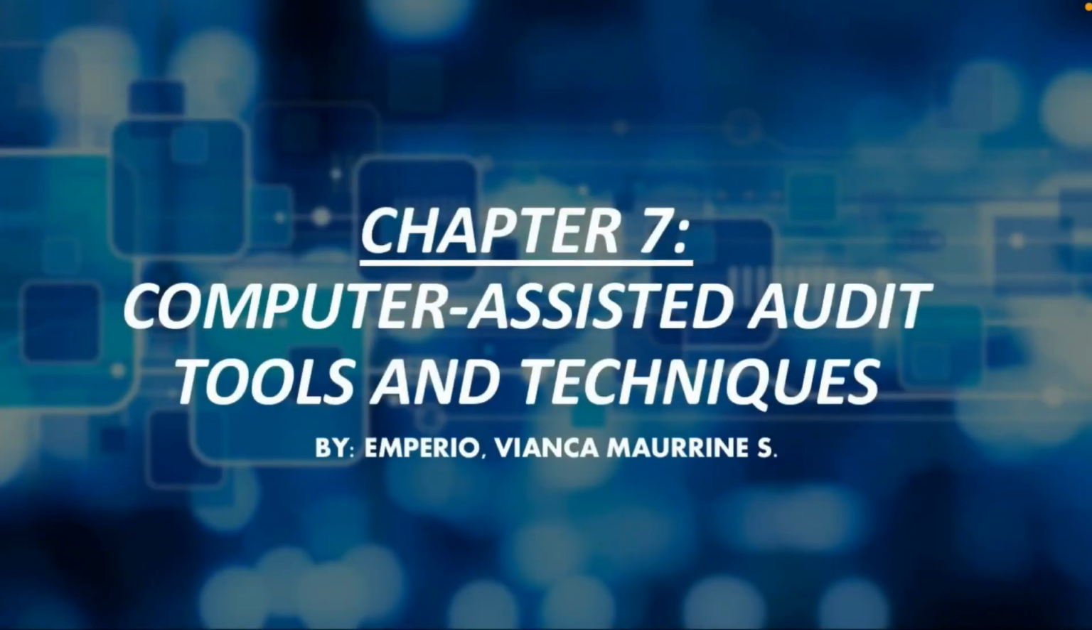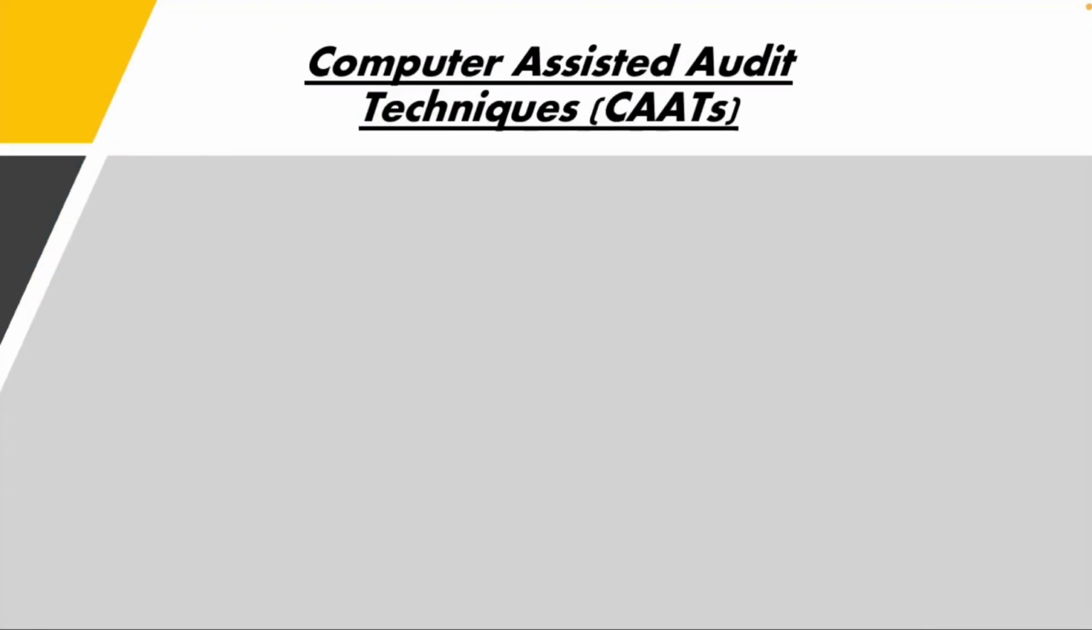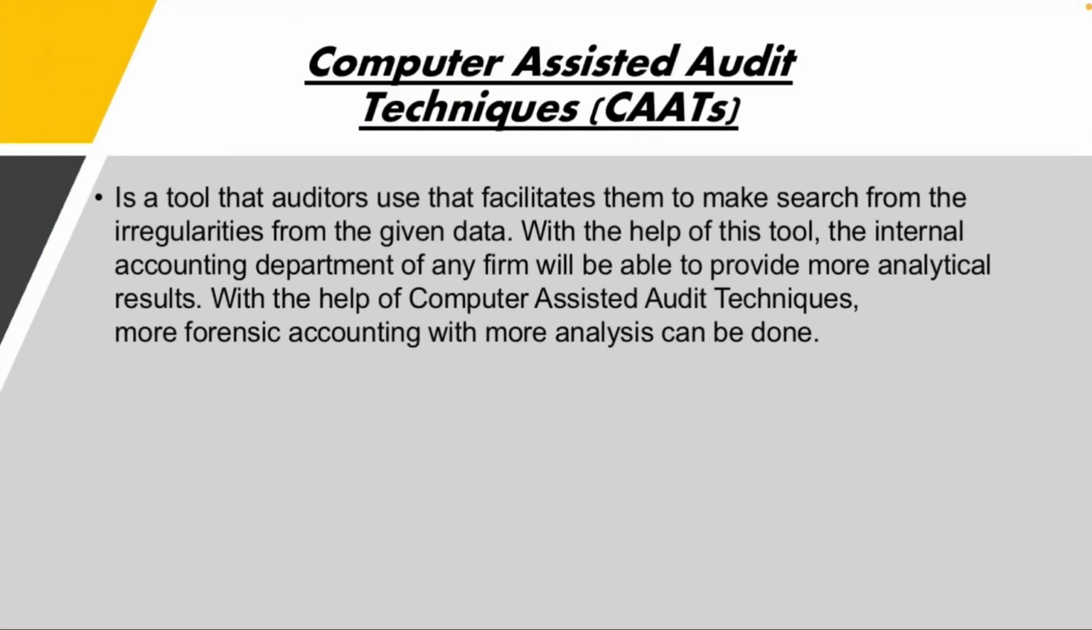Chapter 7, Computer-Assisted Audit Tools and Techniques. First, we have to find out what Computer-Assisted Audit Techniques are. CAATs are tools that auditors use to search for irregularities in the given data.